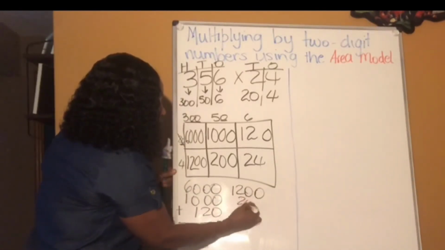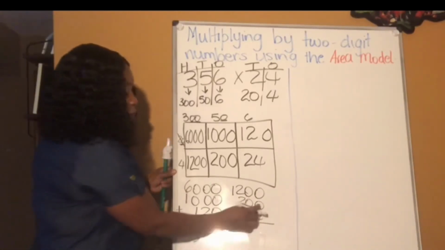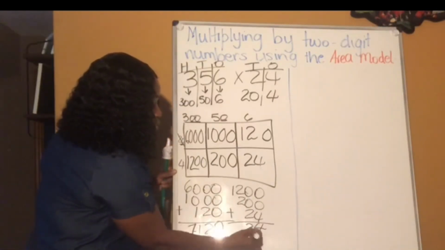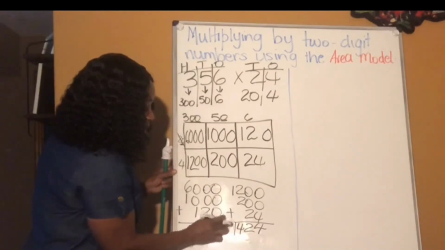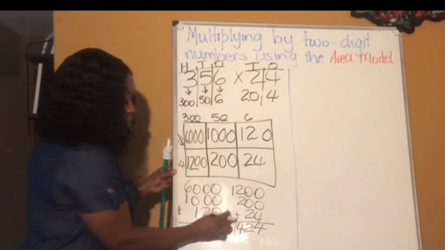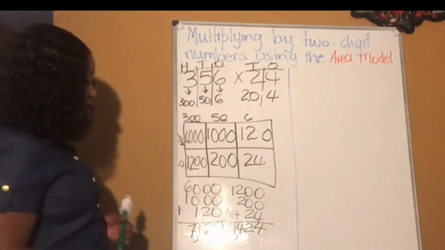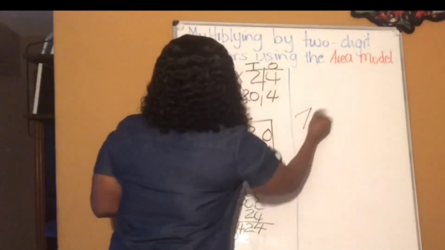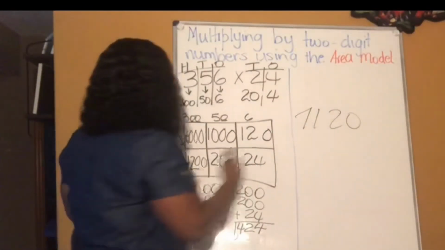1,200 plus 200 plus 24. 4 plus zeros, that's 4. 2 plus zeros, that's 2. 2 plus 2, that's 4. And 1 plus nothing is 1. So now we have our 2 numbers that we need to add together. So we have 7,120 and we have 1,424.